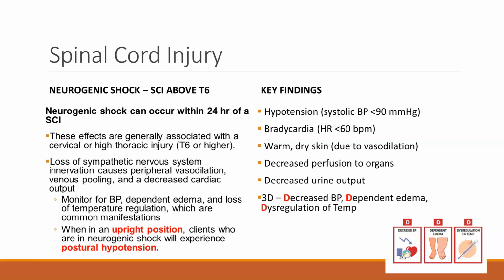Key findings for neurogenic shock: hypotension, bradycardia, warm, dry skin, decreased perfusion to the organs, that's that target organ damage, decreased urinary output. So we're looking for the 3 Ds: decreased blood pressure, dependent edema, and dysregulation of the temperature.